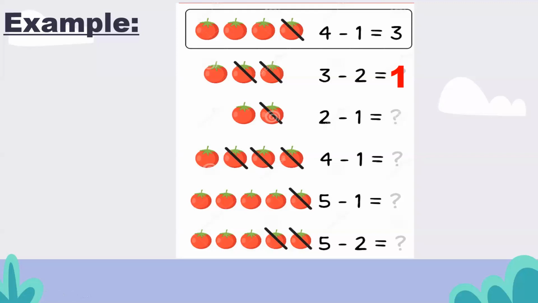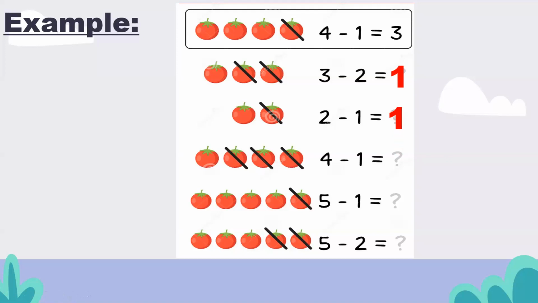Then 2 minus 1. Let's count from the smallest to the biggest. After 1, 2. So the answer will be 1. Yes, very good, Eliazia, Khadija, and Mariam, it will be 1 also.